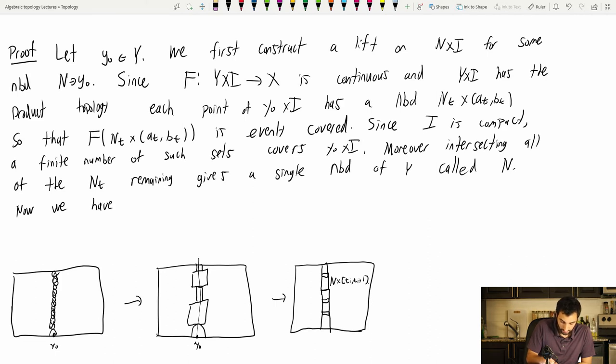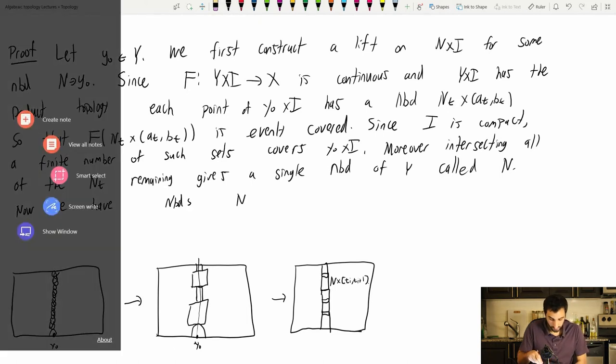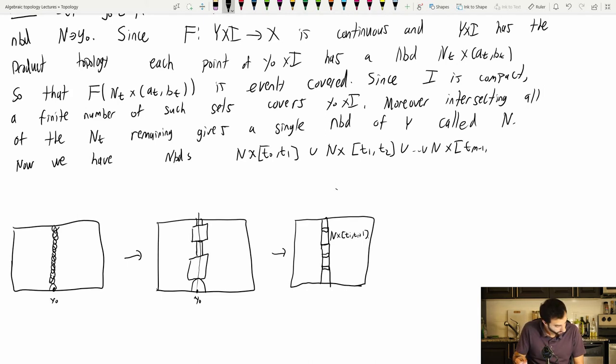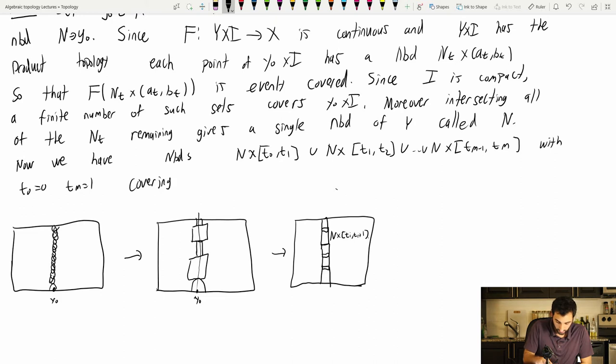Now, we have a neighborhood, or neighborhoods, N cross [t0, t1], well, t0 is equal to 0, union N cross [t1, t2], union all the way up to N cross [t_{m-1}, t_m], with t0 equal to 0, t_m equal to 1, and all these covering y0 cross I, and evenly covered.